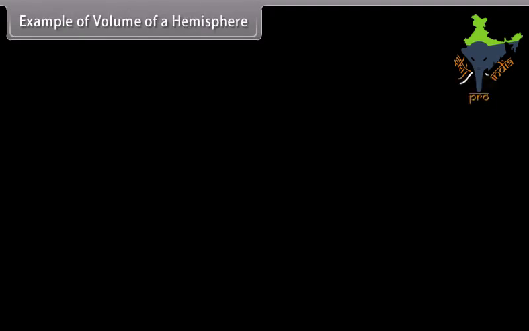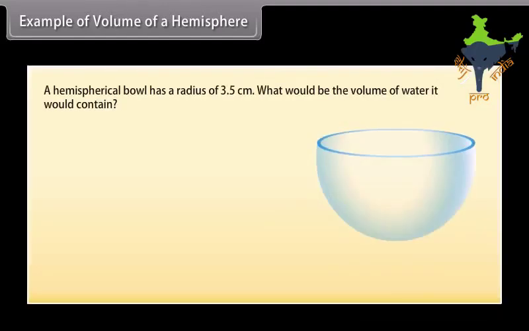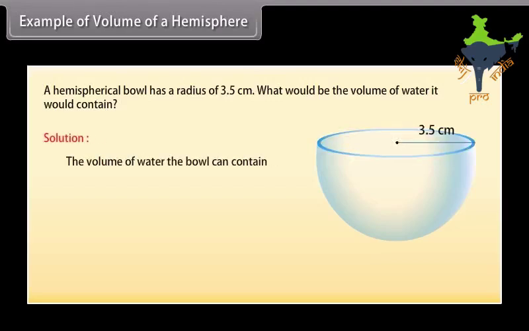Example of volume of a hemisphere. A hemispherical bowl has a radius of 3.5 cm. What would be the volume of water it would contain? Solution. The volume of water the bowl can contain is 2/3 pi r³, which equals 2/3 into 22/7 into 3.5 into 3.5 into 3.5 cm³, which is equal to 89.8 cm³.